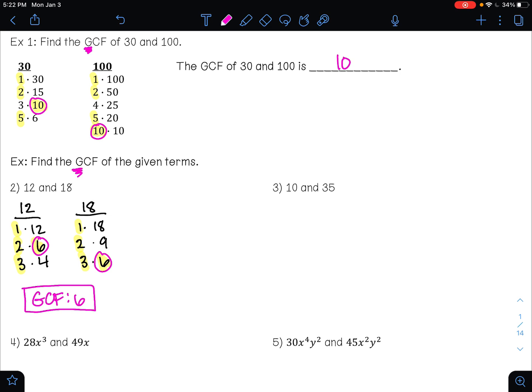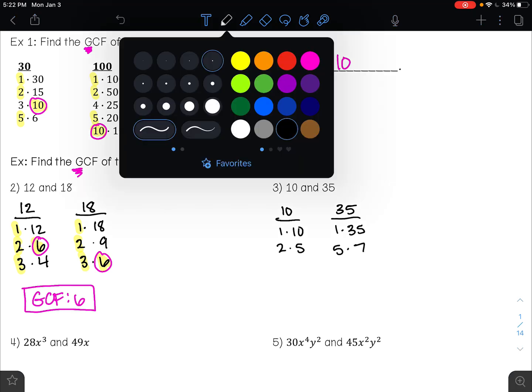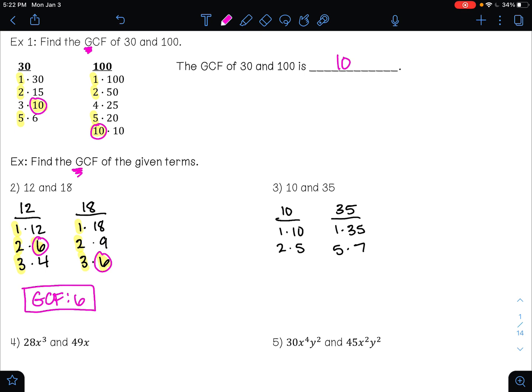In example 3, we're going to do the same thing. The factors of 10 are 1 times 10 and 2 times 5. The factors of 35 are 1 times 35 and 5 times 7. What is the largest factor they have in common? 5. So 5 is our GCF, our greatest common factor.